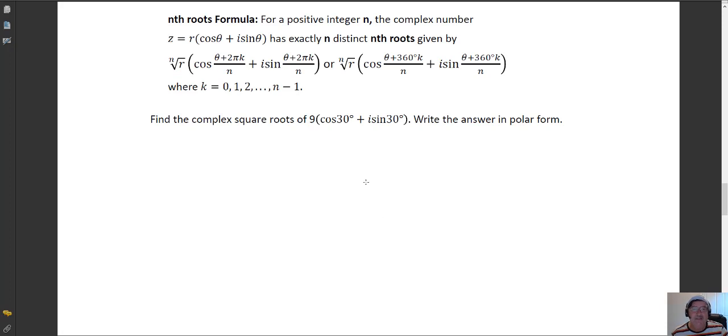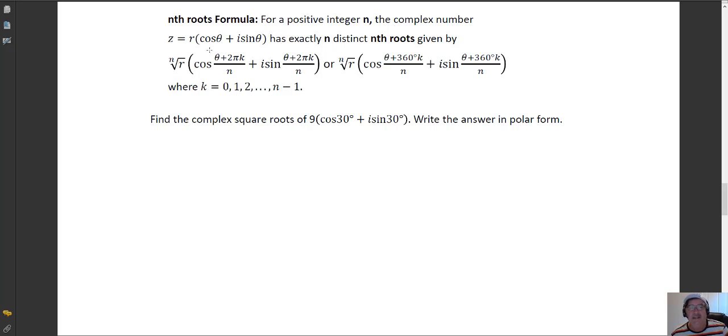All right, now if there is a way to write complex numbers and raise them to higher powers, this is a way to go ahead and find the nth roots of complex numbers. So, for example, we might want to take the square root, the cube root, the fourth root, the fifth roots, and so forth of complex numbers. So notice it says here, this is the nth roots formula for a positive integer n.